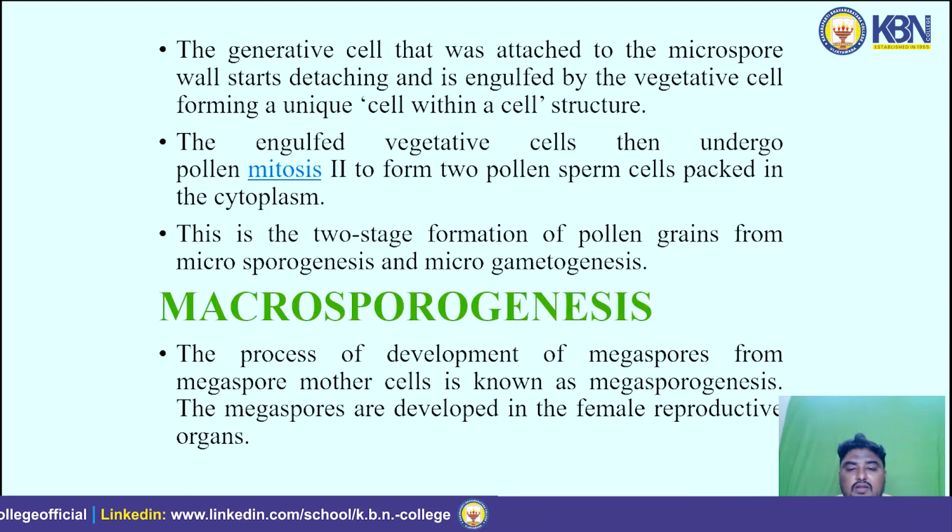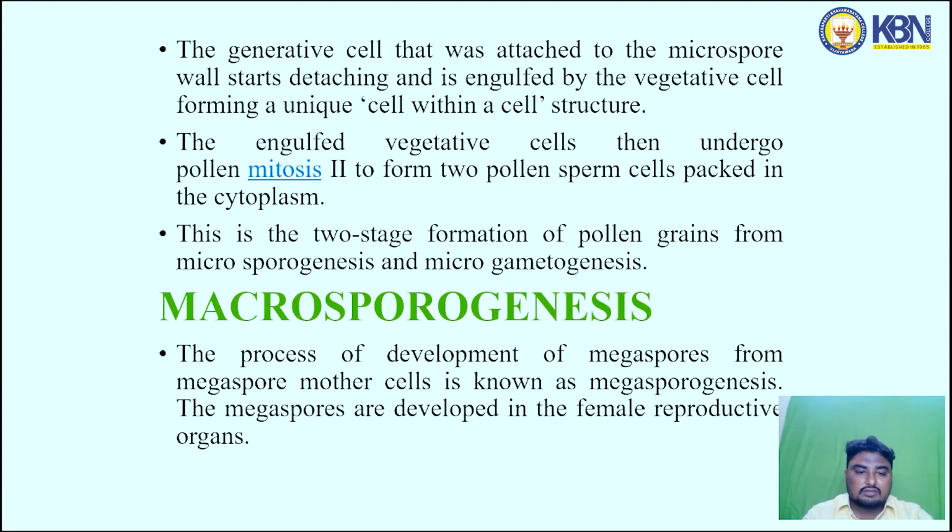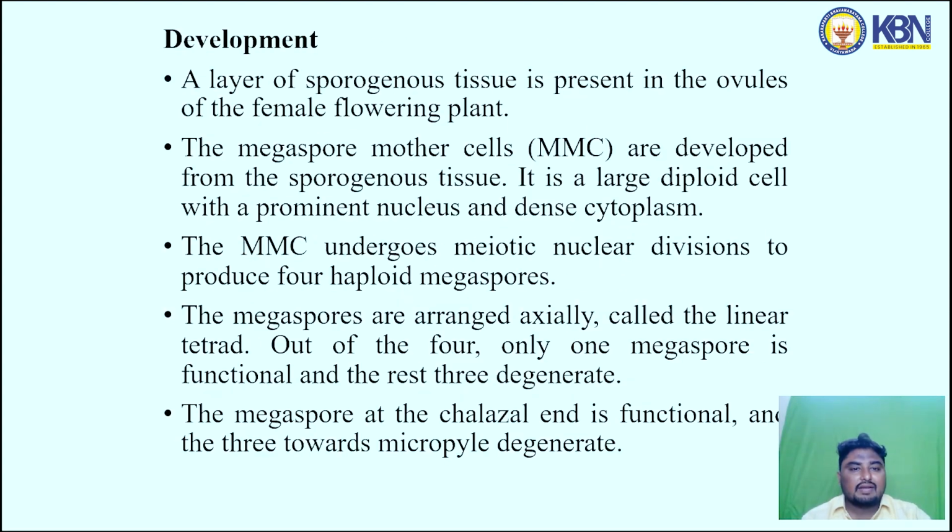Macrosporogenesis is the next topic. The process of the development of megaspores from the megaspore mother cells is known as megasporogenesis. The megaspores develop into the female reproductive organs. Development. A layer of sporogenous tissue is present in the ovules of the female flowering plant. The megaspore mother cell, MMC, develops from the sporogenous tissue. It is a large diploid cell with a prominent nucleus and a dense cytoplasm.